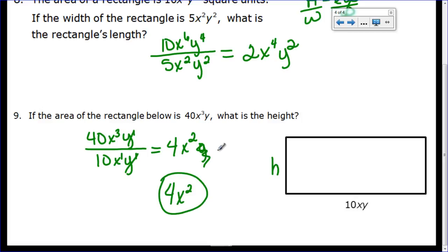So that is how we go about dividing exponents. You just divide coefficients or simplify them if you can, and then subtract exponents. That's all there is to it.